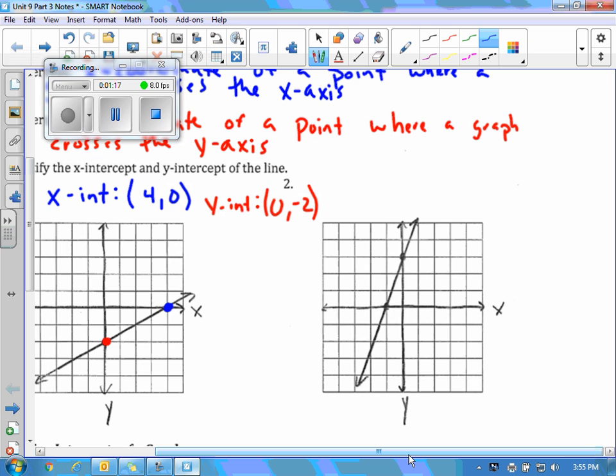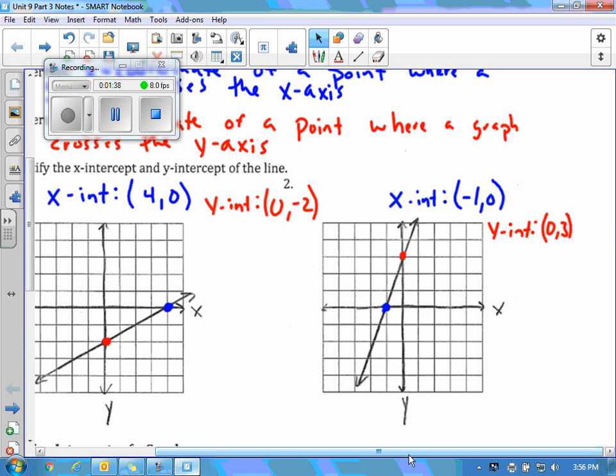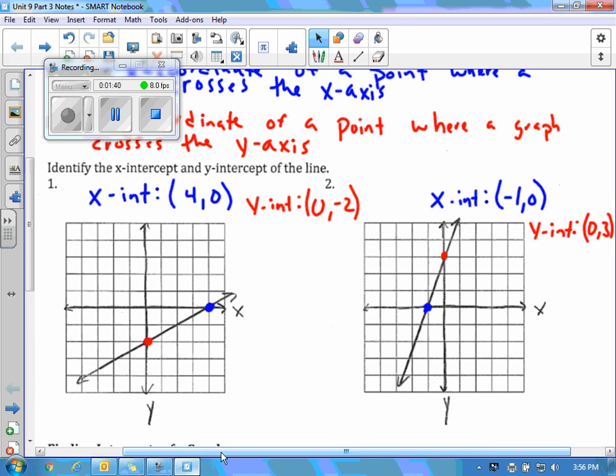So again, our x-intercept is where it crosses the x-axis, which is right here. So our x-intercept in this case would be -1, 0. And then our y-intercept is where it crosses the y-axis right here. So that's going to be at 0, 3. Alright, so that's just identifying x and y intercepts.